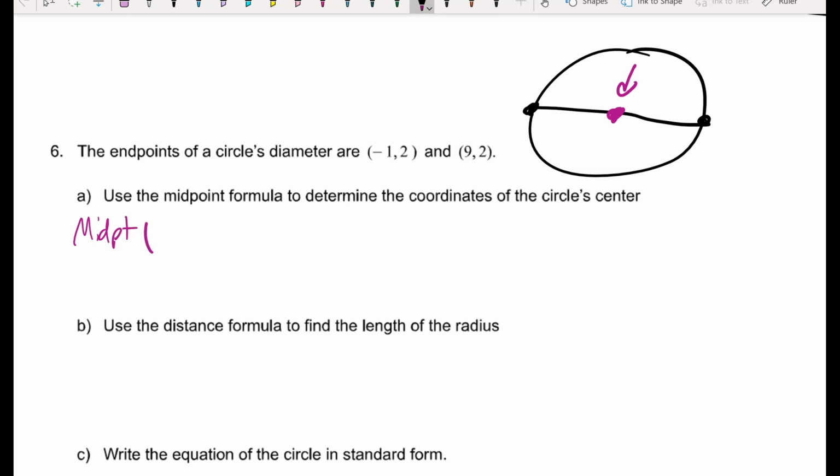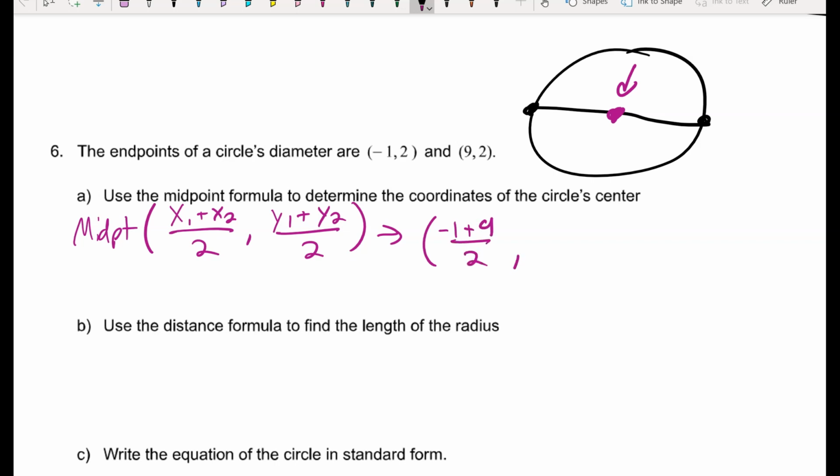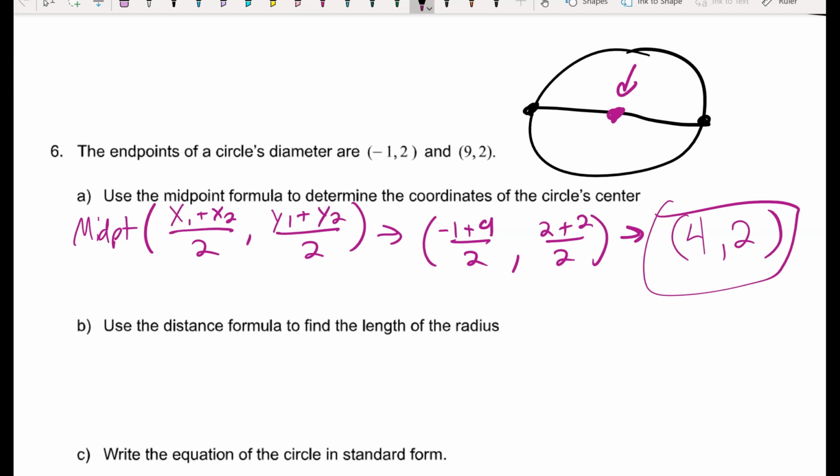Remember, the midpoint formula is just the average of the x's, x1 plus x2 over 2, comma the average of the y's. So I'm adding my x's dividing by 2, and I'm adding my y's dividing by 2. So when I substitute in here, negative 1 plus 9 over 2, comma 2 plus 2 over 2, that just simplifies to 4, comma 2. So that represents the coordinates of my center. Part B asks me to use the distance formula to find the length of the radius.